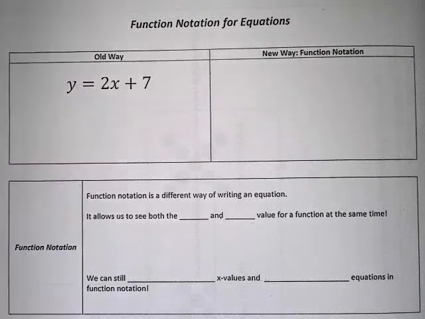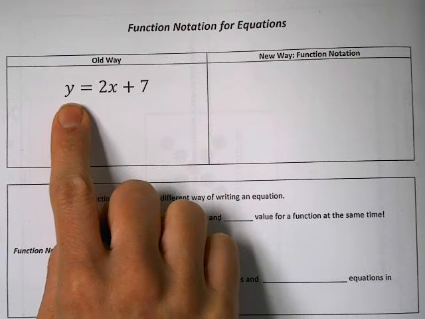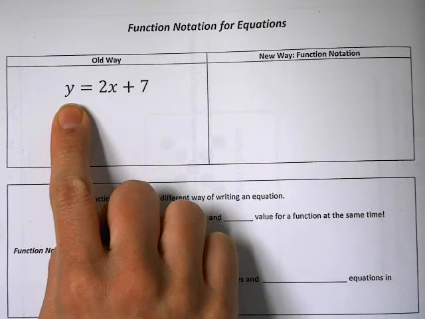Hey everyone, in today's video we're going to be talking about linear equations still, but we're going to be learning a new notation for writing and talking about equations. So the old way, the way we've been using so far, is to write equations like this. So y equals 2x plus 7. And this equation happens to be in our slope-intercept form. But the new way is going to look a little bit different.